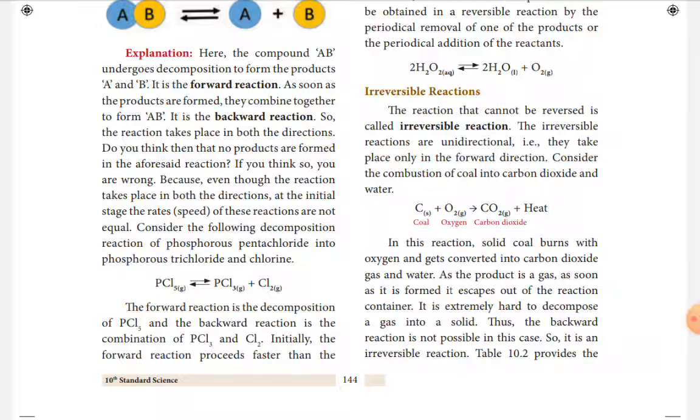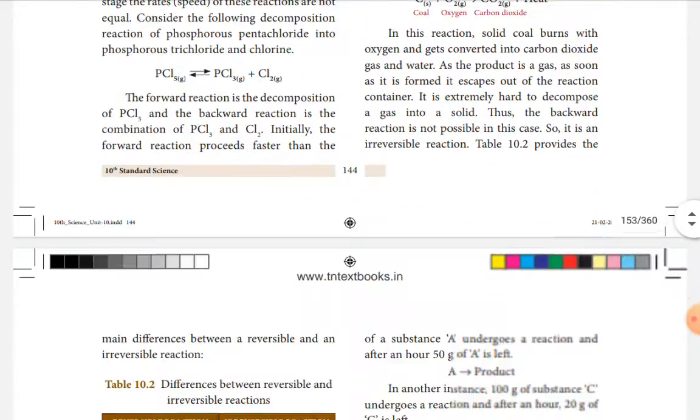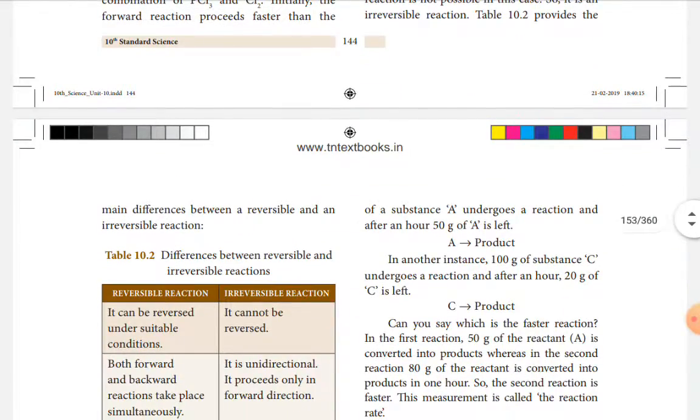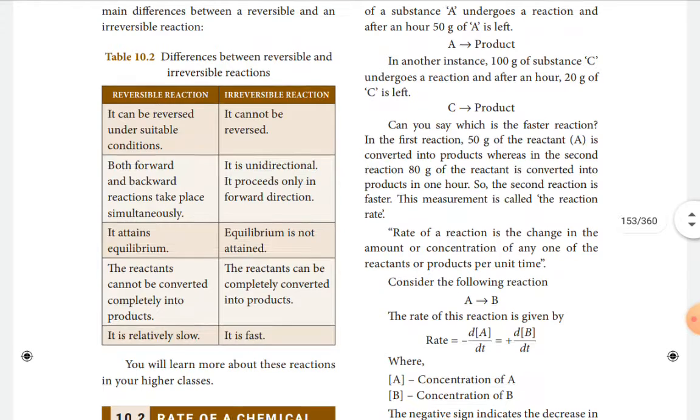It is extremely hard to decompose a gas into a solid. It is not easy to bring solid back from carbon dioxide gas. So the backward reaction is not possible in this type of reaction. So it is called an irreversible reaction. And see, table 10.2 provides the main differences between reversible and irreversible reactions.